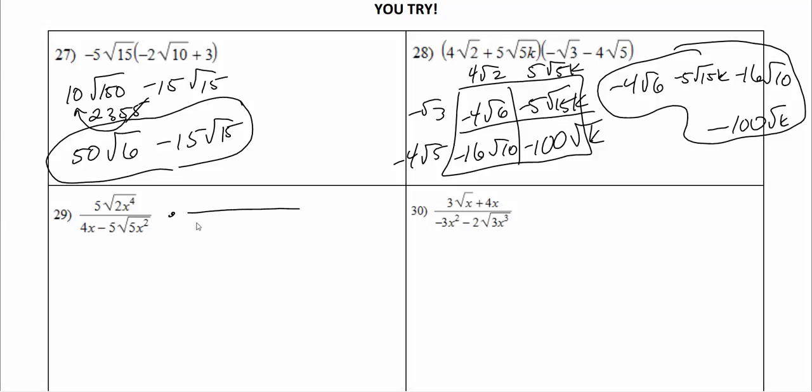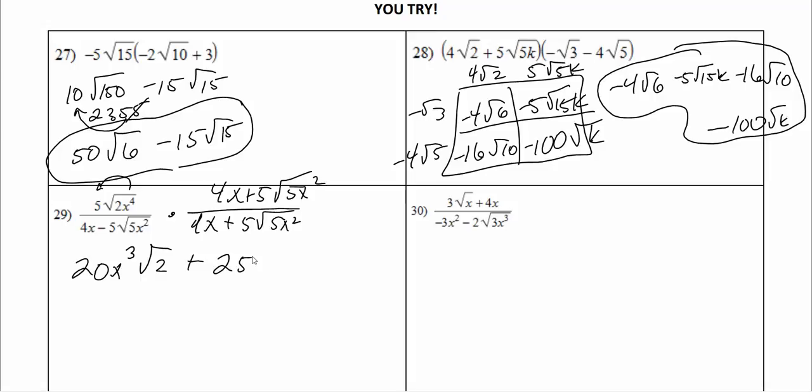29, I need to multiply by its conjugate, which is 4x plus 5 root 5x squared. Let's multiply the top. 5 times 4 is 20, but I have an x to the 4th inside. So that becomes x squared when it pops out, which I already have an x, so it becomes x to the 3rd with the 2 inside, plus 5 times 5 is 25. And then I have 4 x's again, and then I have 2. So I can take 3 of them out. Root what? Root 10, right? 2 times 5 is 10.